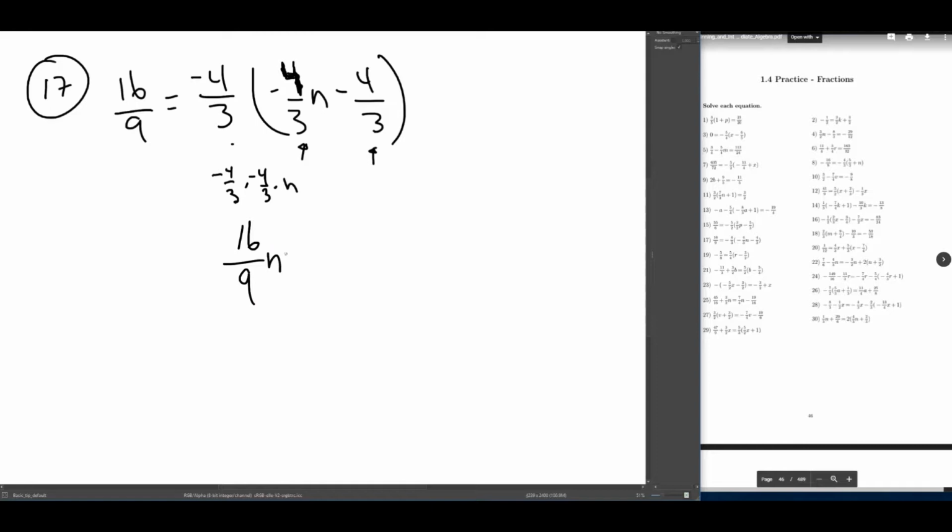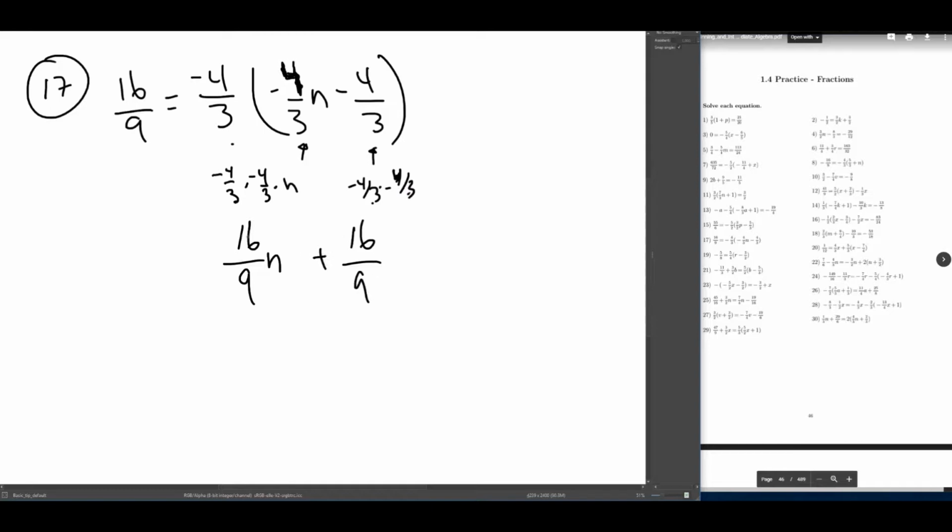Next one, minus 4 over 3, minus 4 over 3. Now you have to remember your fraction rules. So two negatives again. So that's minus 4 times minus 4 equals 16. And 3 times negative 3 equals 9. So we have here 16 over 9 equals 16 over 9n plus 16 over 9.